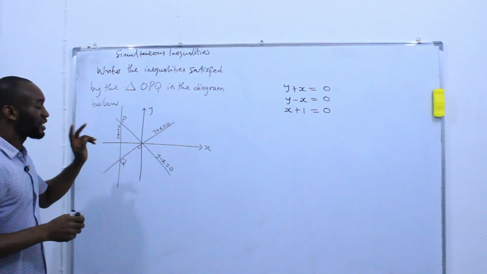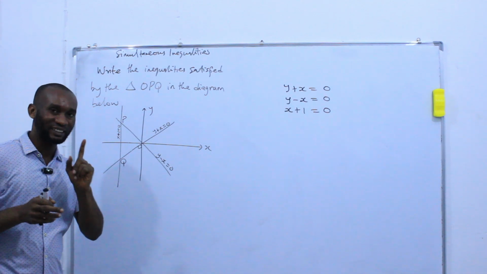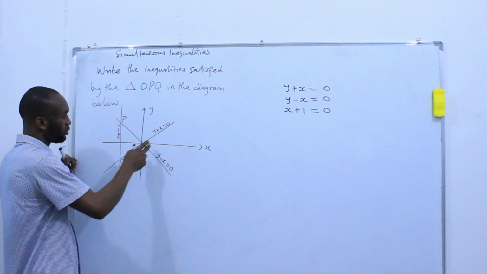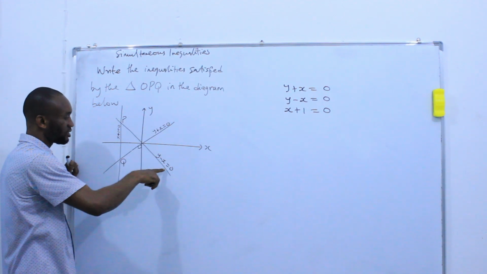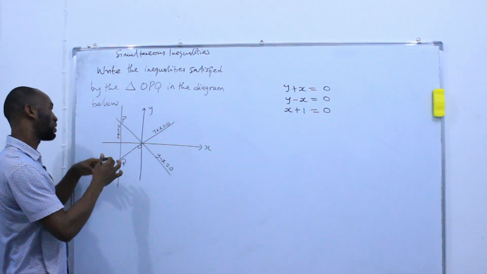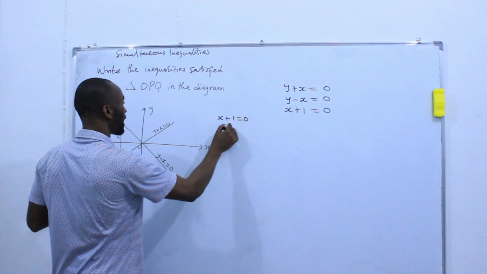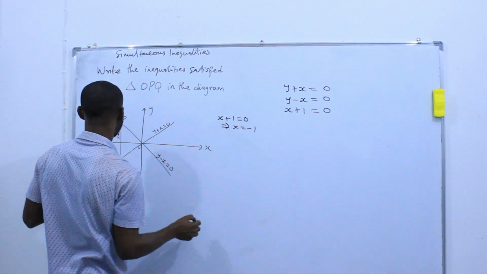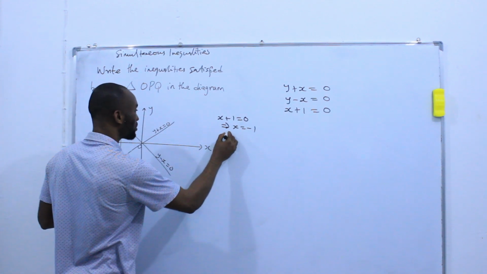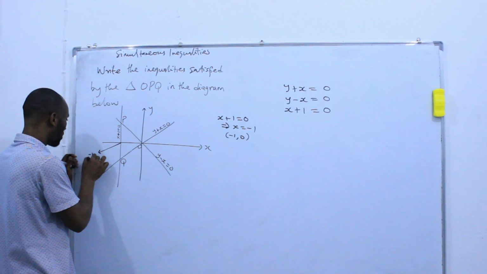Now, inside that triangular region, let us see if we can get an intercept on either the x-axis or the y-axis. It will be very difficult to get this intercept because they are all equated to 0. But look at this equation here, this vertical line. It says x plus 1 is equal to 0, implies that x is equal to minus 1. So the vertical line x equals minus 1 has the intercept minus 1, 0. That means here is minus 1, 0.